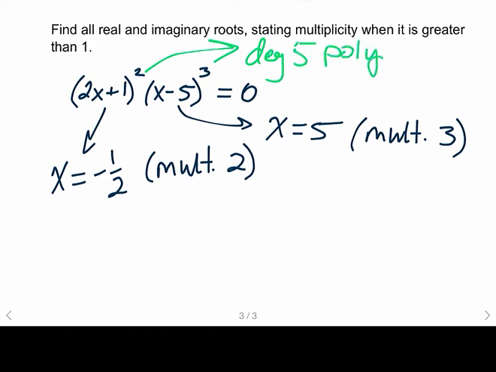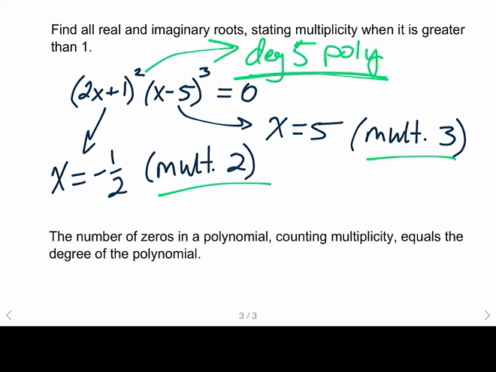You can go ahead and do that. I'm going to leave it to you. Check it out, the multiplicities. Multiplicity 2, multiplicity 3, they add up to 5. That's going to be characteristic of all polynomials. The number of zeros, counting multiplicities, equals the degree of a polynomial. Believe it or not, that's actually a consequence of something called the fundamental theorem of algebra. Where this is going to show up for us is down the road when we consider graphing polynomials.